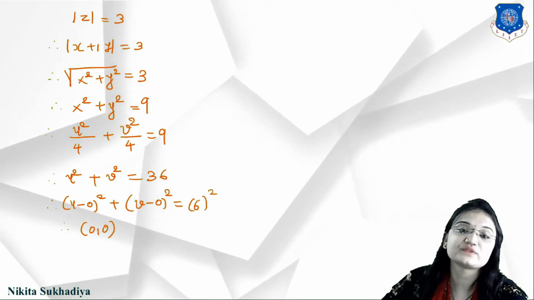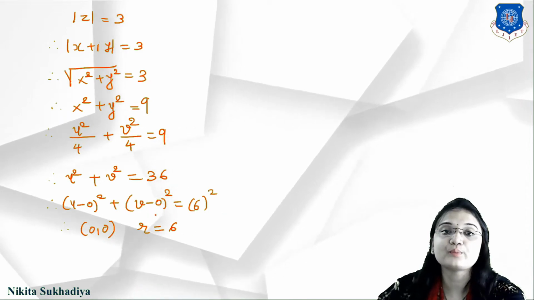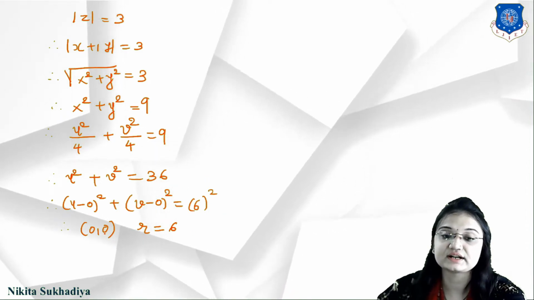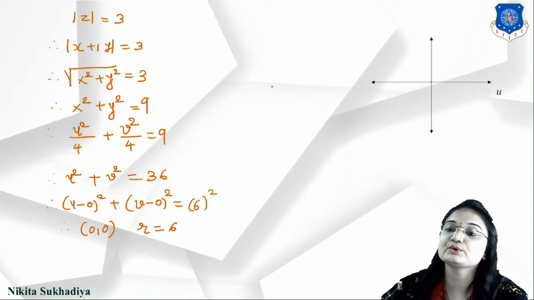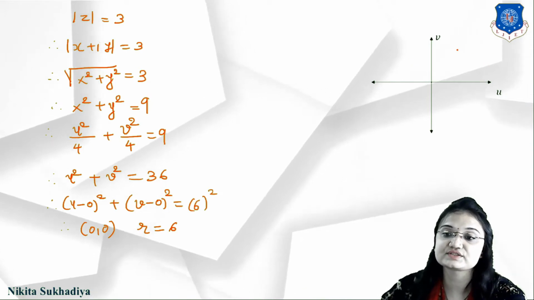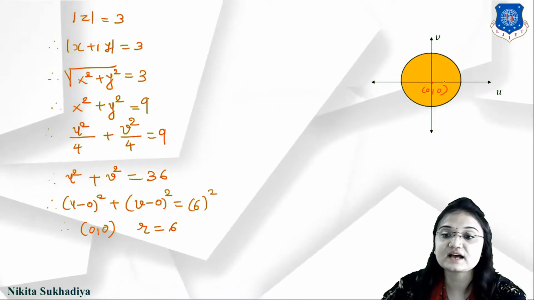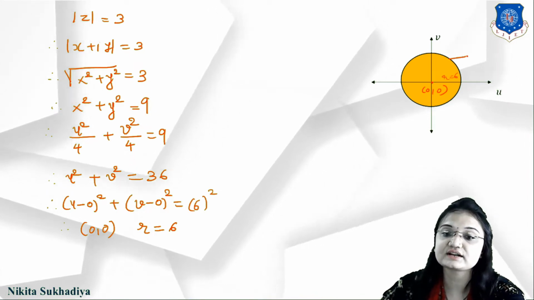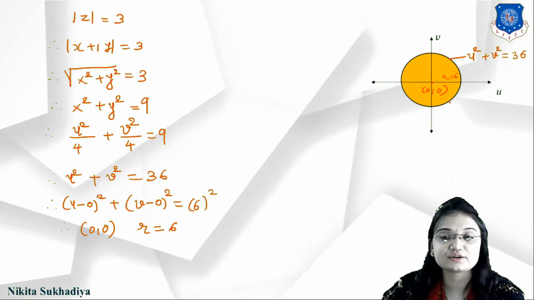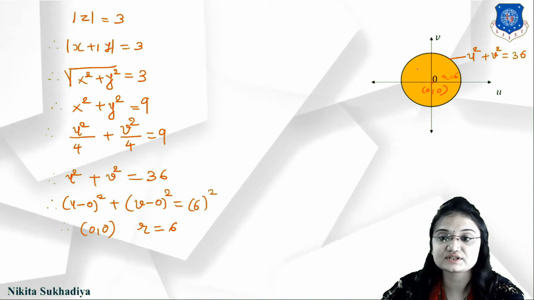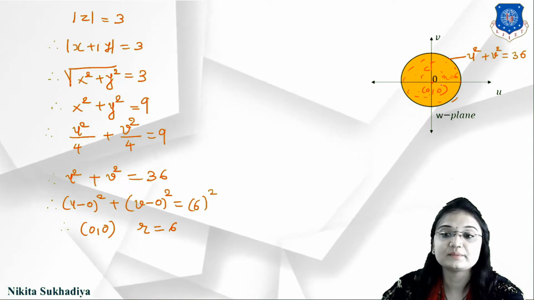Here we have center point (0, 0) and radius r = 6. So here we have the point for u and v, that is, center point (0, 0) and radius r = 6. This one is the u axis, this one is the v axis, and this is a circle with u squared plus v squared equal to 36. A circle with center (0, 0) and radius 6, and this is the area, that is C dash in the W plane.